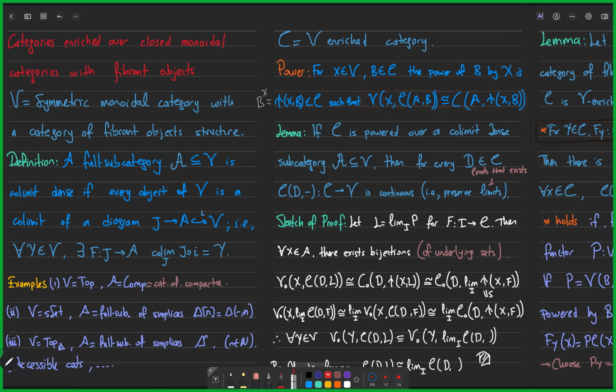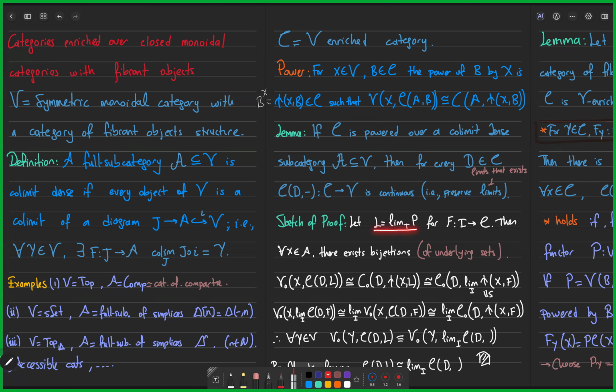So we have a lemma here. If we have a V-enriched category that is powered over a colimit dense subcategory, then the co-representable functors preserve limits. So a limit that exists in C is sent to a limit here. I will just give a brief sketch of this lemma.